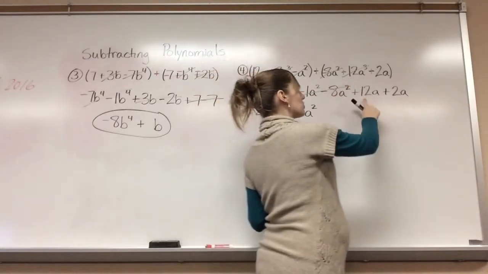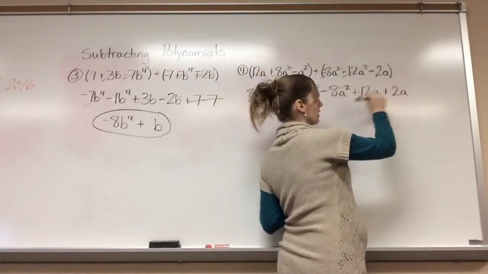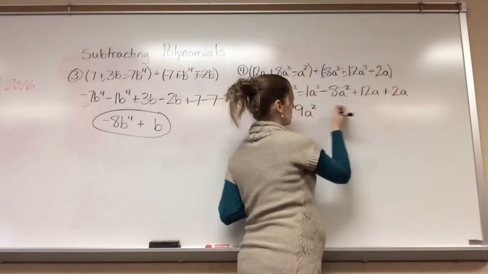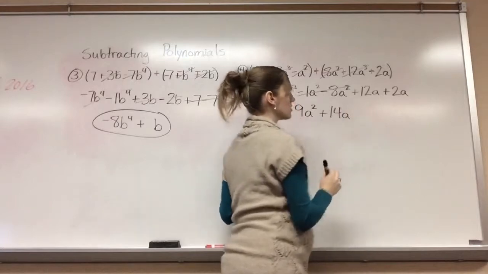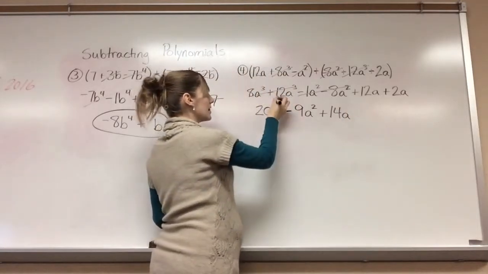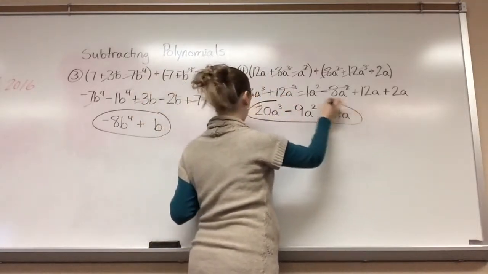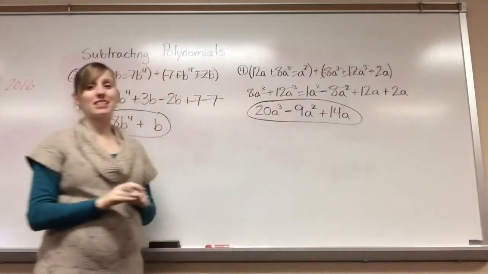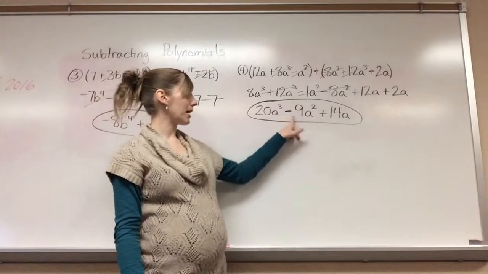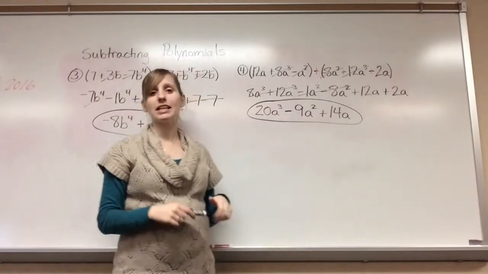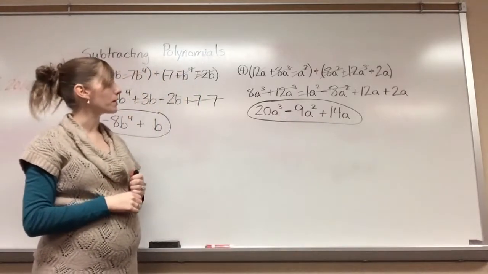And lastly, we have 12a plus 2a. Combine the 12 and the 2, we get positive 14a, because those are like terms as well. This is my solution. I cannot combine anything else, because the exponents are different. So 20a to the third minus 9a squared plus 14a is our answer for number 4.